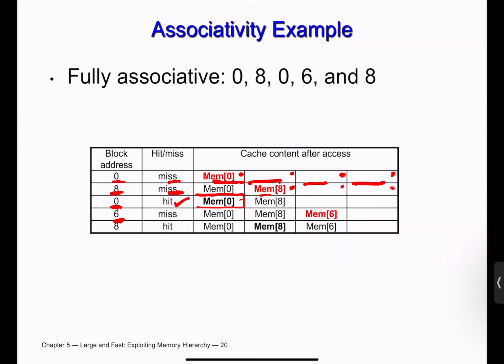Then the 6. I didn't find memory of 6 in any of these locations. So I found that this spot and this spot are available. So I decided to copy memory of 6 in this particular location. But of course I missed. Then memory of 8. Oh, it was there, so I hit. I don't need to do anything.